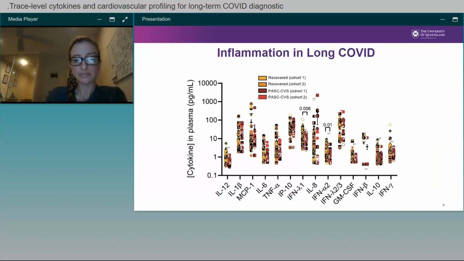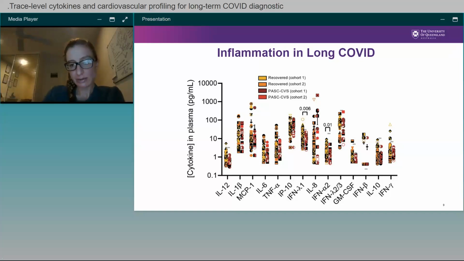So the first thing we did was very, very simple. We looked at levels of a wide variety of different cytokines in the blood of these individuals using standard multiplex bead-based arrays, so conventional technology. And what you can see here is we've got 2 recovered SARS-CoV-2 groups that are shown in yellow and orange, and then the long COVID groups are shown in red.